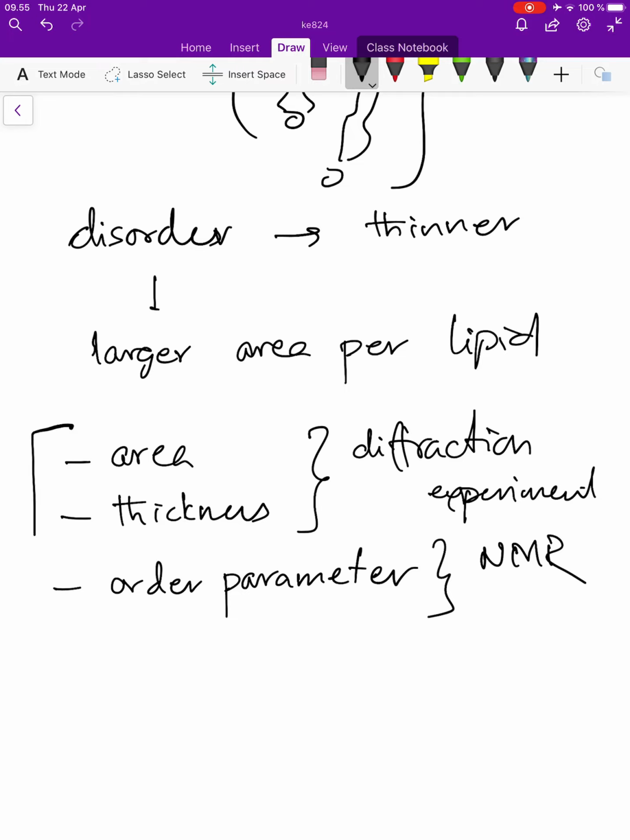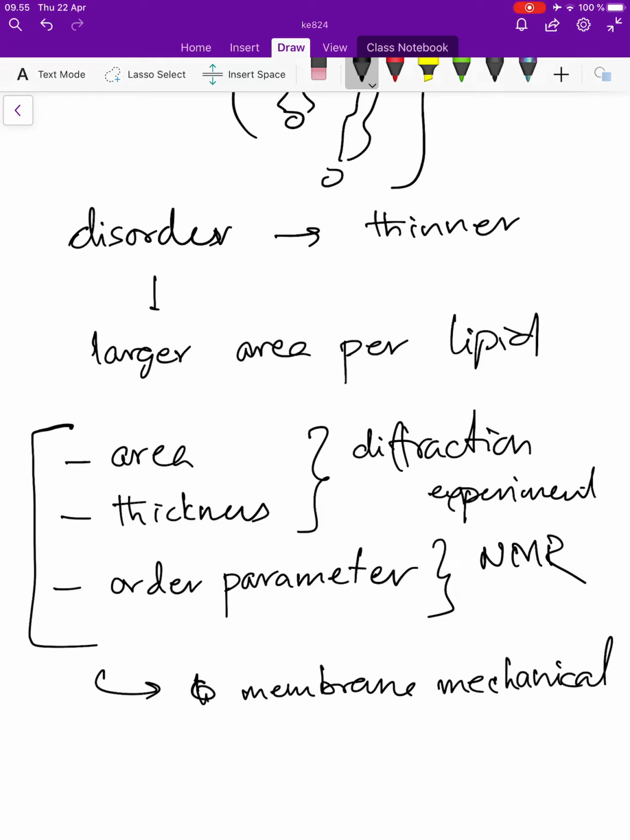And based on changes in these three parameters, you can also predict lipid mechanical properties, which we haven't talked about. Membrane mechanical properties such as the bending rigidity, the amount of energy it takes to bend the membrane, but this is beyond the topic for now. So this was a short note about why we measure area, thickness, and order parameters of lipid membranes.